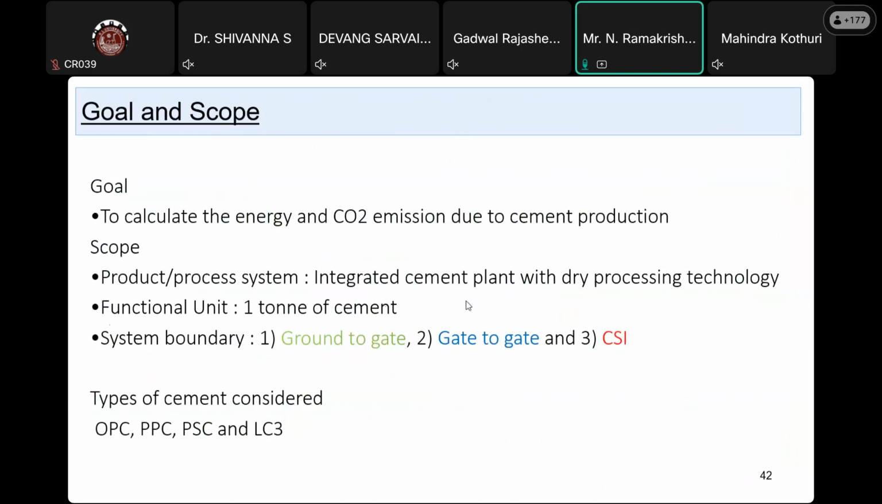The process is an integrated cement plant with dry process technology, not wet process. The unit is 1 ton of cement production. System boundaries are ground to gate, that is from the quarry to gate, cradle to gate. Next one is gate to gate, and the third one is TSI. These are the types of cements: OPC, PPC, PSC, and LC3. LC3 is what we have just discussed.